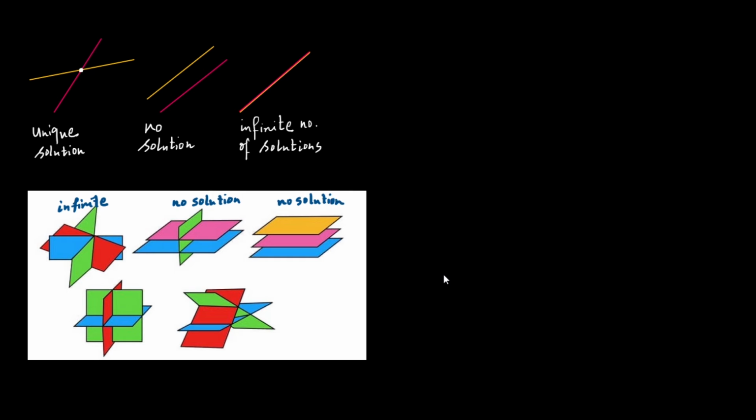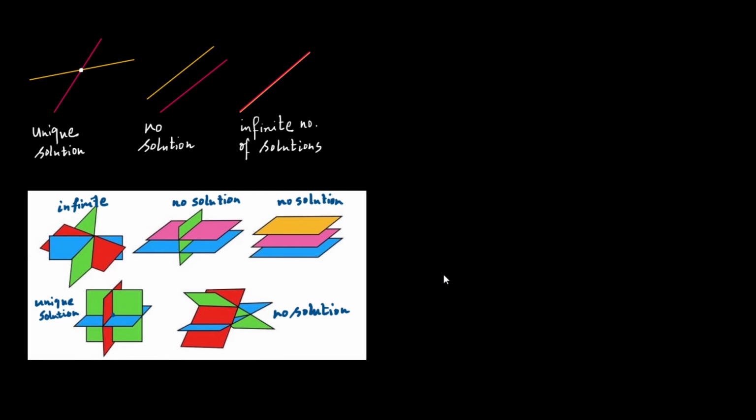Now in the fourth case, you can understand that the 3 planes are intersecting at a point. So in this case, we have a unique solution. And in the fifth case, the planes are like that. None of the planes are parallel to one another, but there is no common point of intersection. So here also we have no solution.